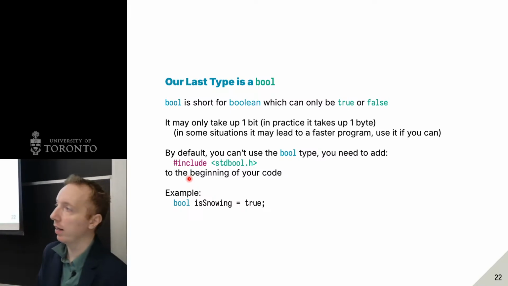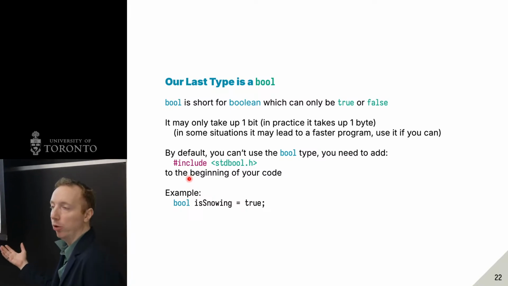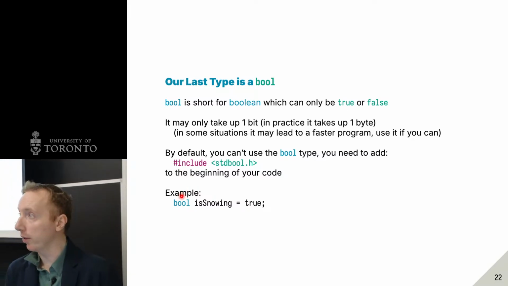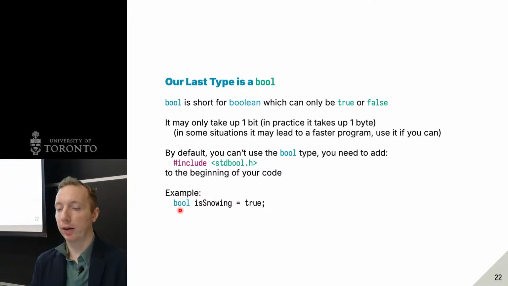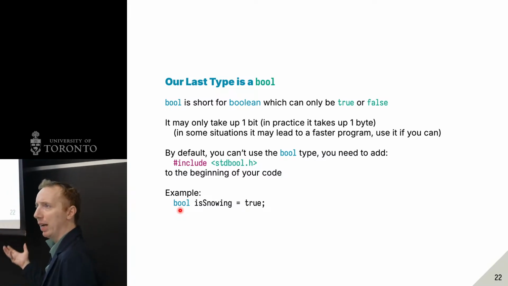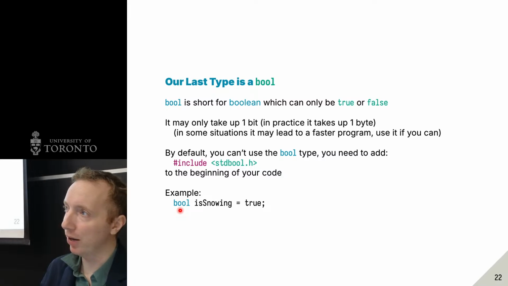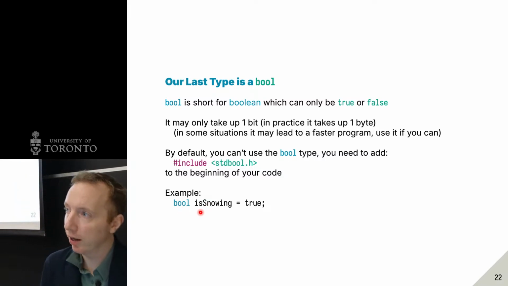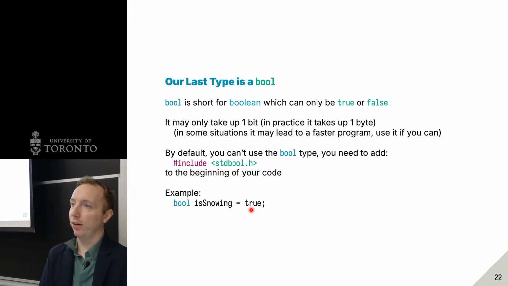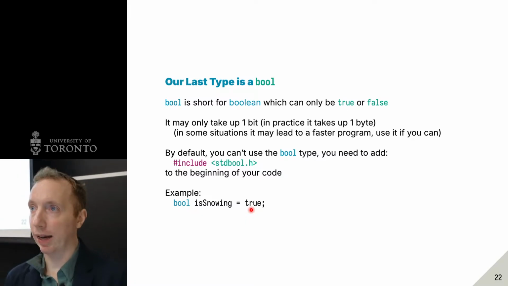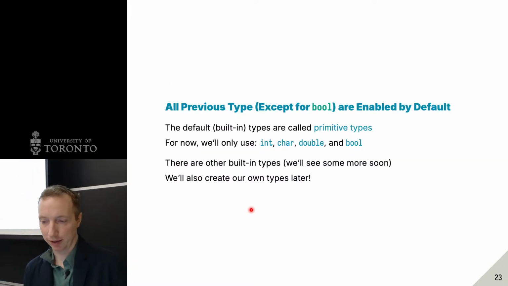And then after that, you can use the type bool and use the values true and false. So for example, we could declare a bool. Usually you call it something that can either be true or false, like it kind of answers a question. So I could create a Boolean called is snowing that is currently, unfortunately, equal to true, which should signify that it currently is snowing.